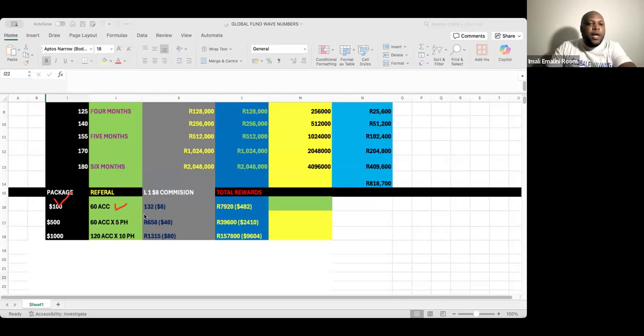Now you look at it. $8 is plus or minus 132 rands. Now that times 60 gives you 7,920. That is $482 plus or minus. Now, in your organization, each person is PHing with 5 a day, maximum 5 a day, $500. 60 accounts still, times 5. You look at it. That is 658 rands, plus or minus $40.